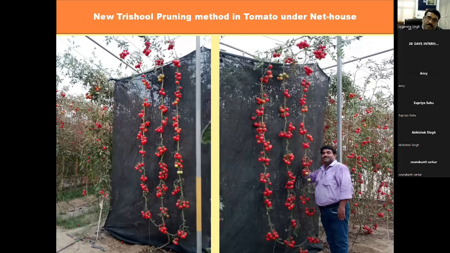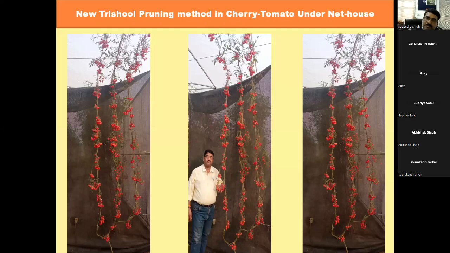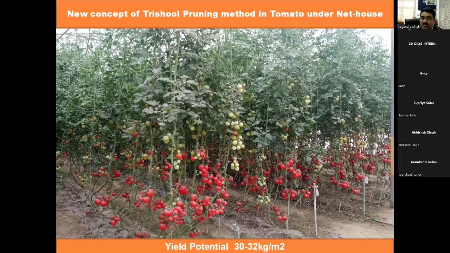These are the training and pruning systems. You can see here that tomato is also grown under net house and under polyhouse, according to the area, to promote the high yielding variety.